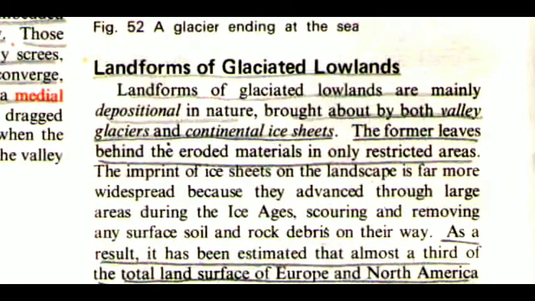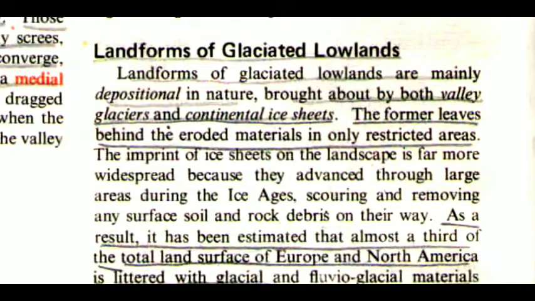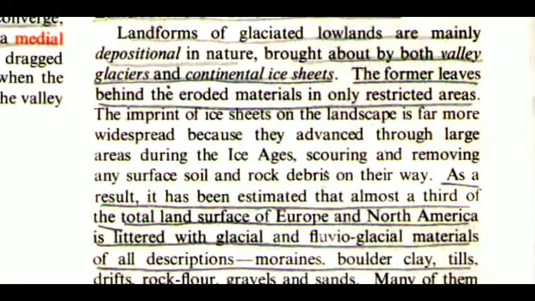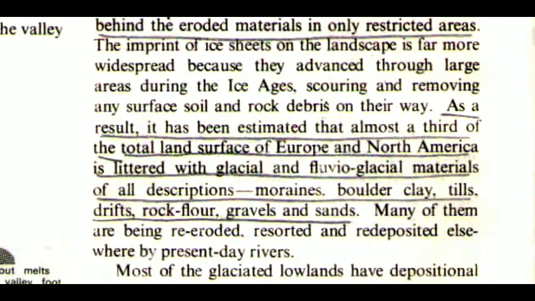Now we are going to read the landforms of glaciated lowlands. Landforms of glaciated lowlands are mainly depositional in nature, brought about by both valley glaciers and continental ice sheets. The former leaves behind the eroded materials in only restricted areas. The imprint of ice sheets on the landscape is far more widespread because they advanced through large areas during the ice ages, scouring and removing any surface soil and rock debris on their way.